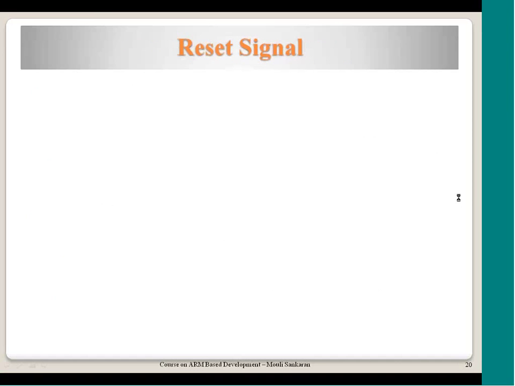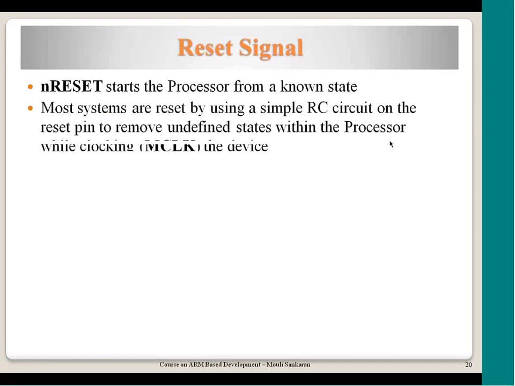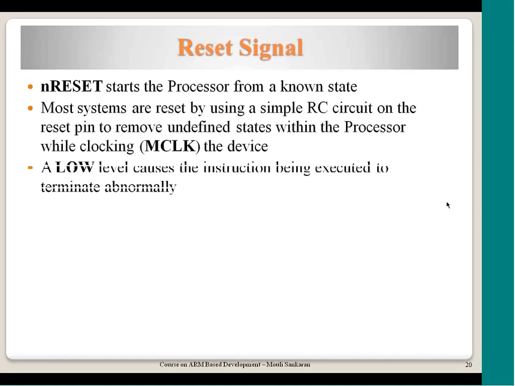Now let us see what the reset signal is all about. This is N reset, that means if it is low, a reset signal is coming. The processor needs to take action. Normally the reset signals are driven by an RC circuit. Now a low level causes the instruction being executed to terminate abnormally. So you know that when the processor is running, suddenly somebody comes and resets the board. Whatever instruction execution is happening on the processor needs to be terminated, and then the processor needs to start from a known state. So that's the intent of reset.